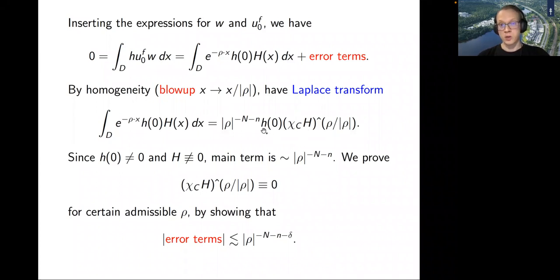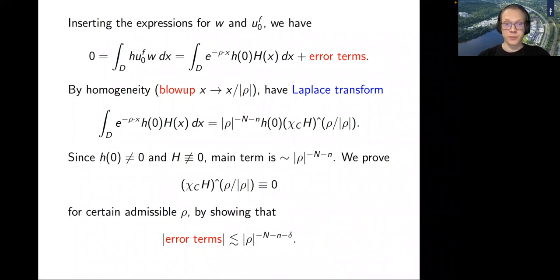So, okay, we assume that the contrast is non-zero at the corner point, so this h(0) is not 0. And this capital H is also not identically 0, which implies that the main term has size |ρ| to the power minus N minus n. So now we are going to prove that these error terms here somehow decay faster with respect to ρ. So the error terms are bounded by the norm of ρ to the power minus N minus δ. And this is going to imply that the main term, or this Laplace transform here, has to be 0.